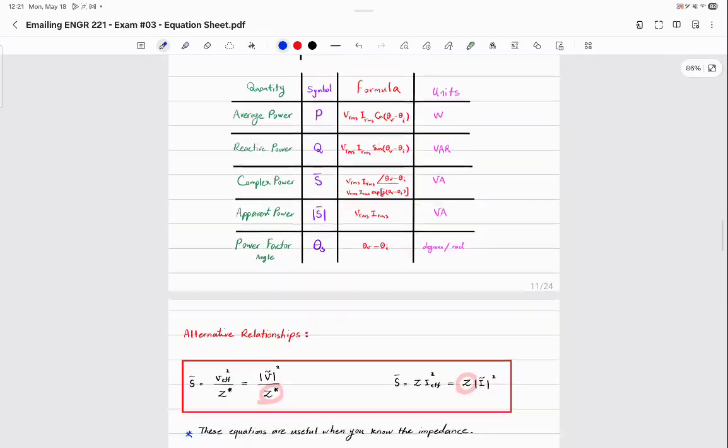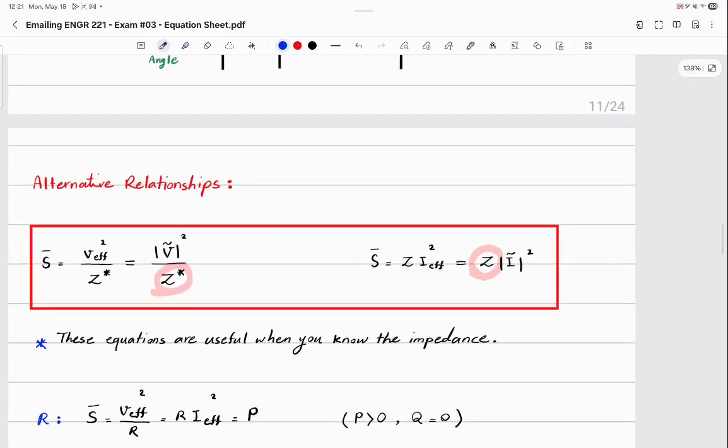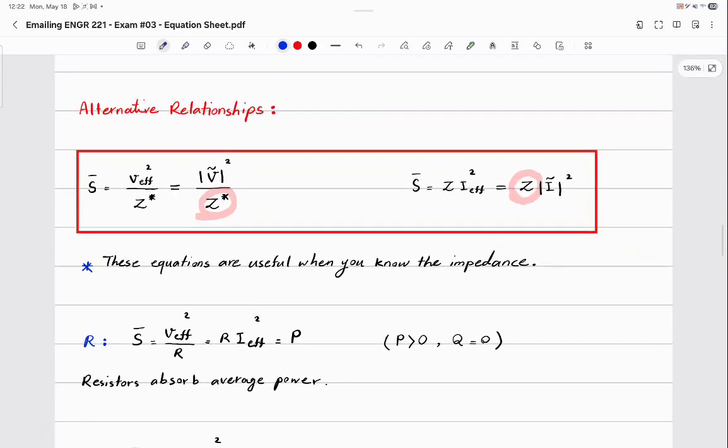And you need to have both voltage and current. But these other equations are useful in the sense that you only need one of them. You only need either voltage or current. Okay? One important thing about this, I mentioned it in class. Remember that the one working with voltage has Z conjugate, but the one working with current has just Z. Okay?